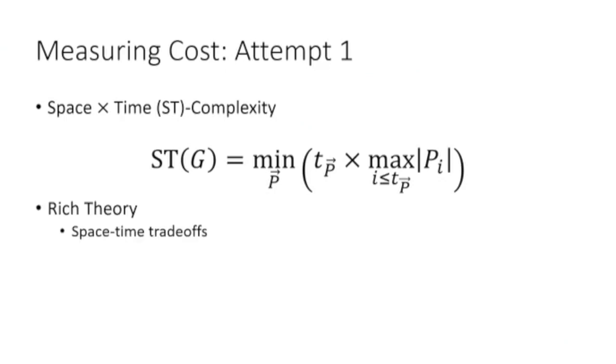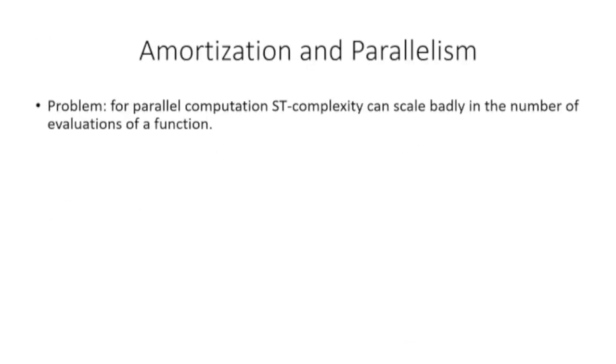So space-time complexity is a nice measure of complexity, and there's a rich theory underlying this measurement. But I claim that this is not the right measure for password hashing. Why do I claim that? Well, the problem is with amortization. For a parallel attacker, space-time complexity can actually scale badly in the number of evaluations of the function.